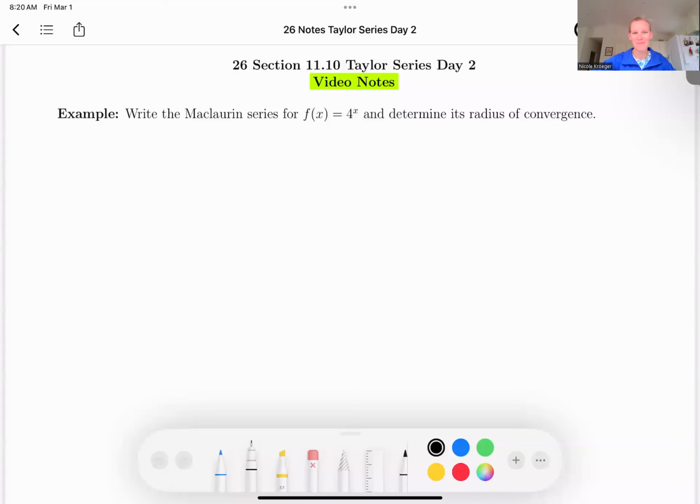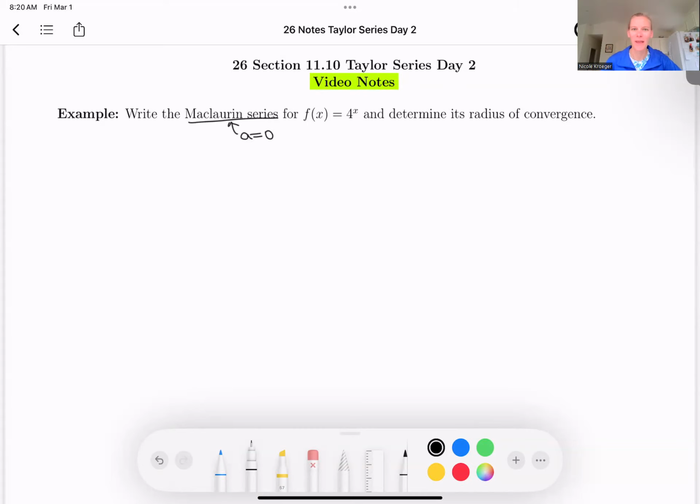This video is nothing different than what we were doing in class, but it's good practice to write a Maclaurin series again, and we'll do more practice in class today. So we're asked to write the Maclaurin series for 4 to the x and then determine the radius of convergence. We remember Maclaurin series just means Taylor series centered at 0. So our center is 0. It makes things a little bit nicer.